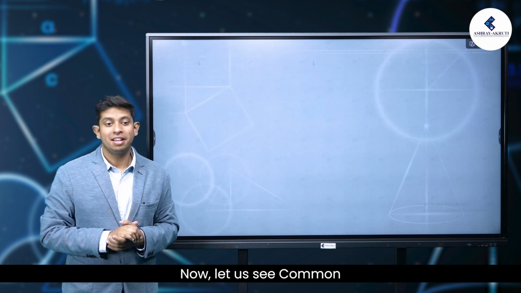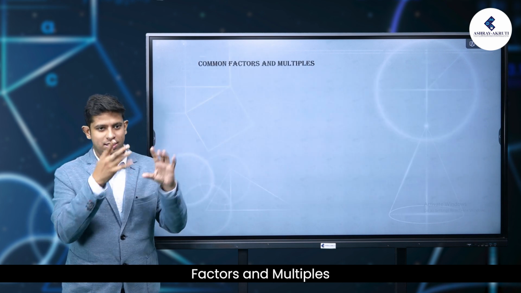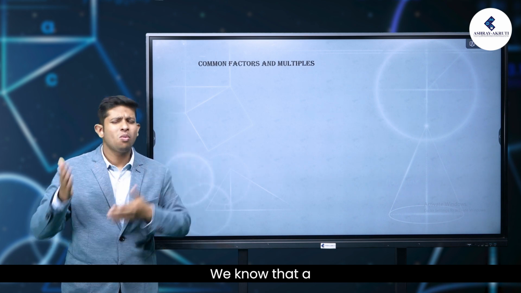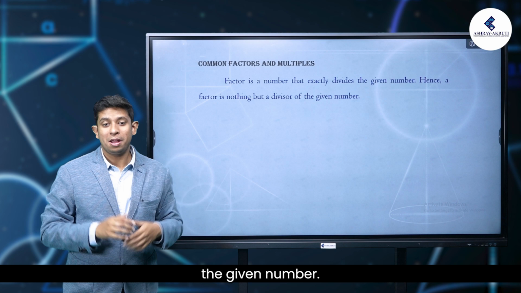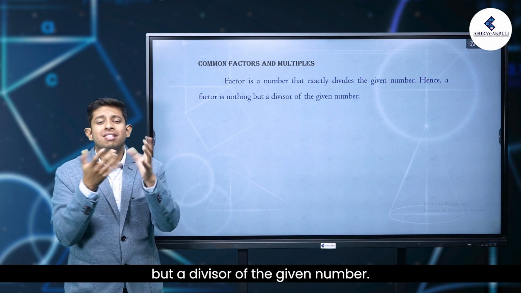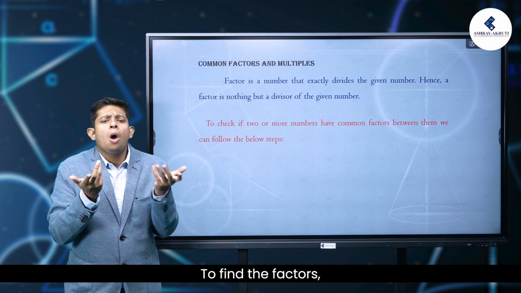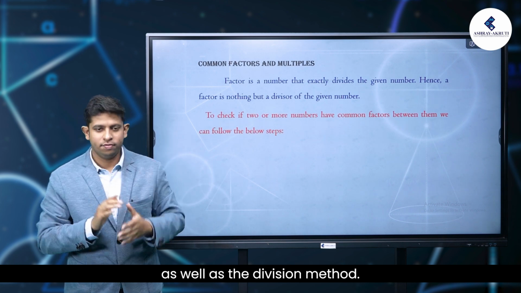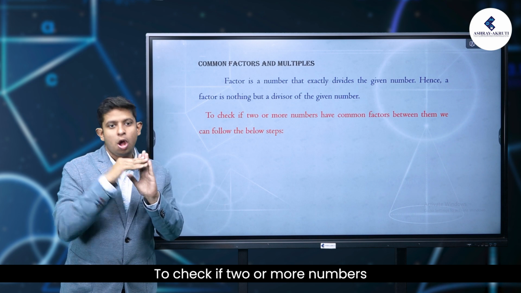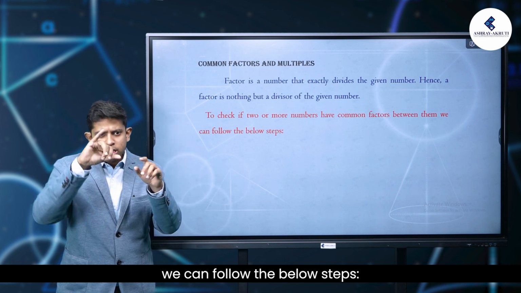Now, let us see common factors and multiples. We know that a factor is a number that exactly divides the given number. Hence, a factor is nothing but a divisor of the given number. To find the factors, we can use the multiplication as well as the division method. To check if two or more numbers have common factors between them, we can follow the below steps.